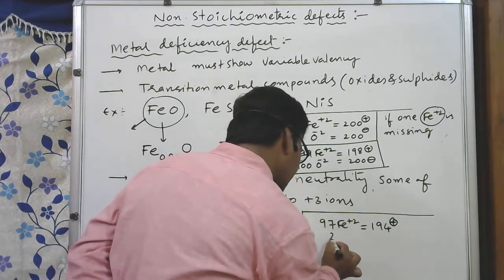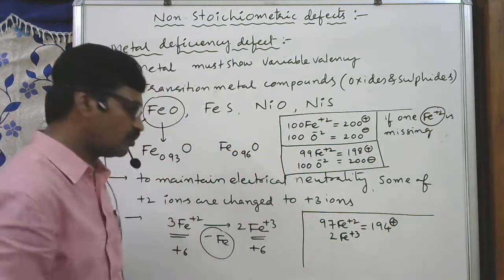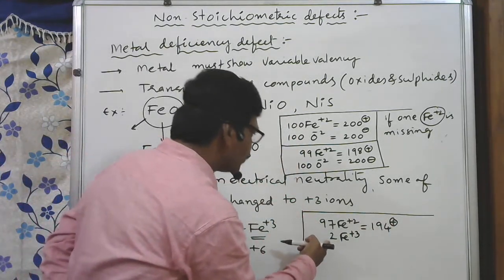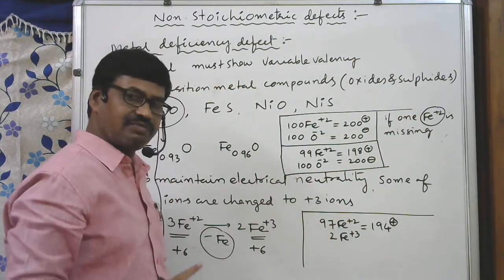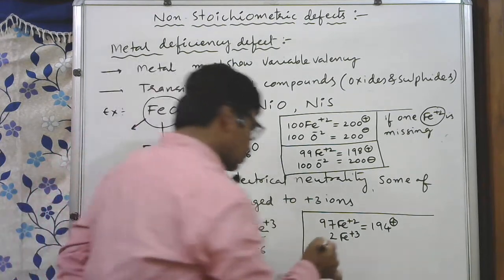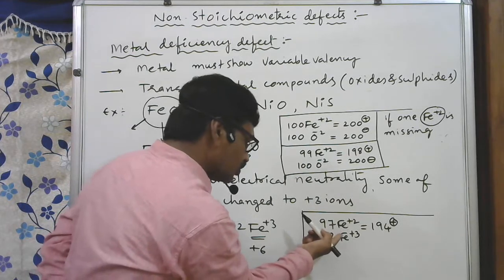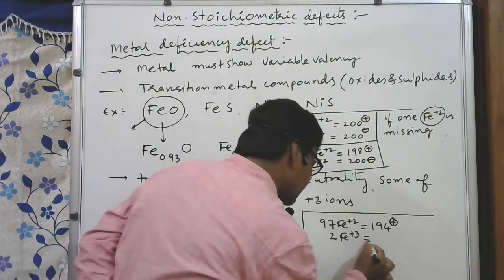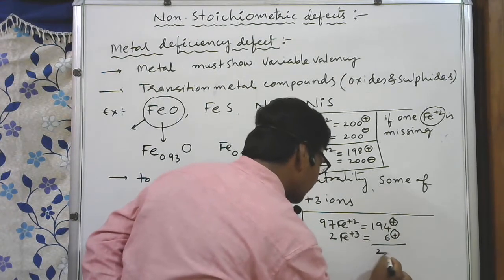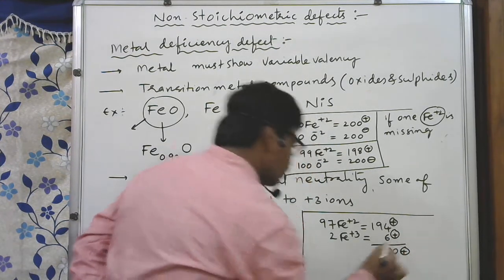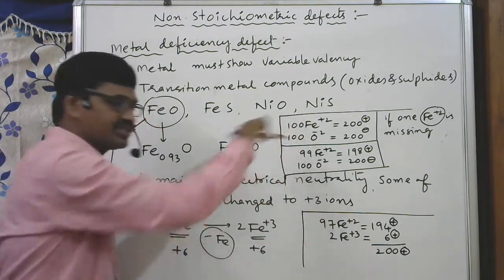So 2 Fe plus 2s are now converted to Fe plus 3. How many irons are present? 97 plus 2, 99 only. One is missed; it is missing from its original site. So to maintain electrical neutrality, among the 99, 2 more Fe plus 2s are converted to Fe plus 3. Now 2 into 3 becomes 6 positive charges. Total positive charges now are 200.